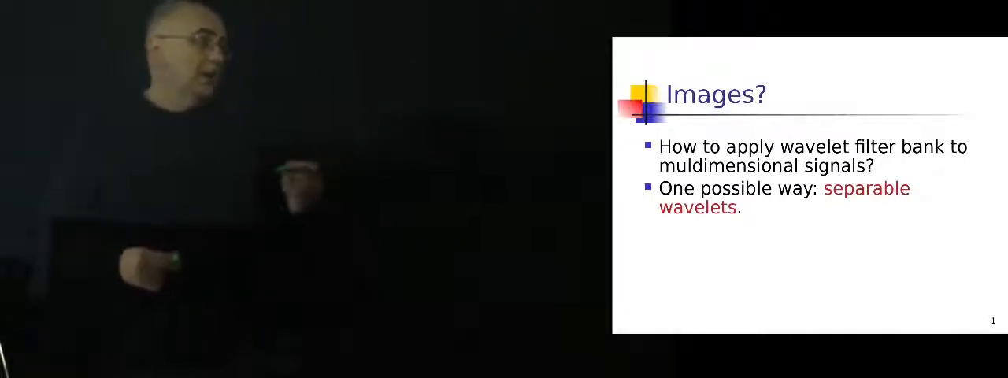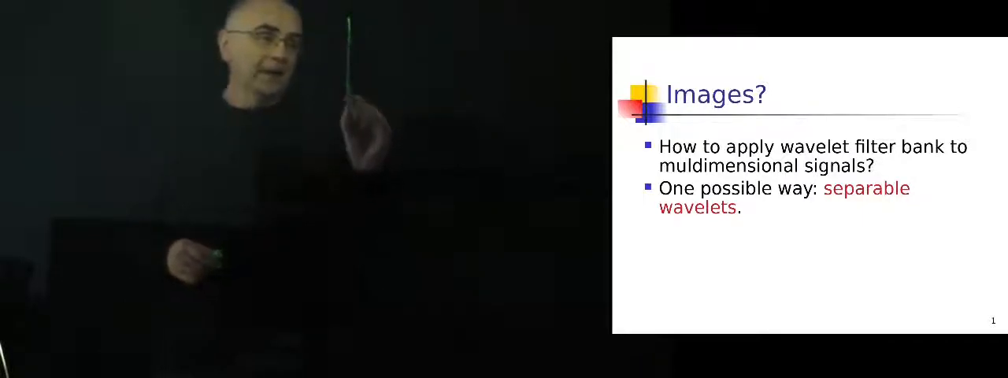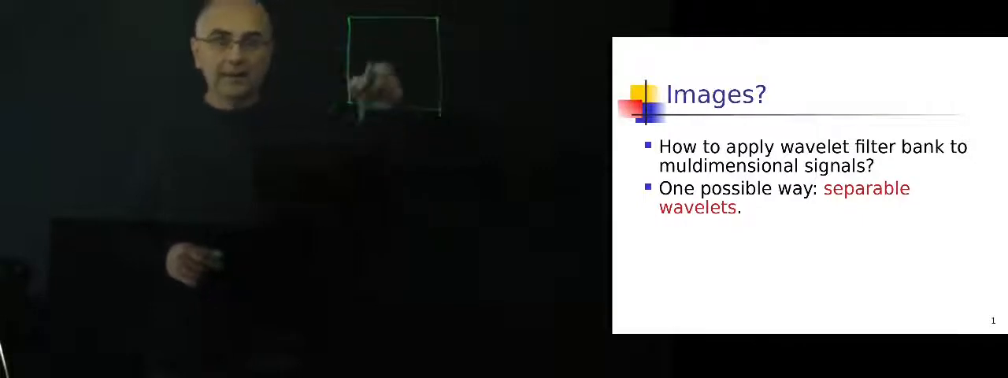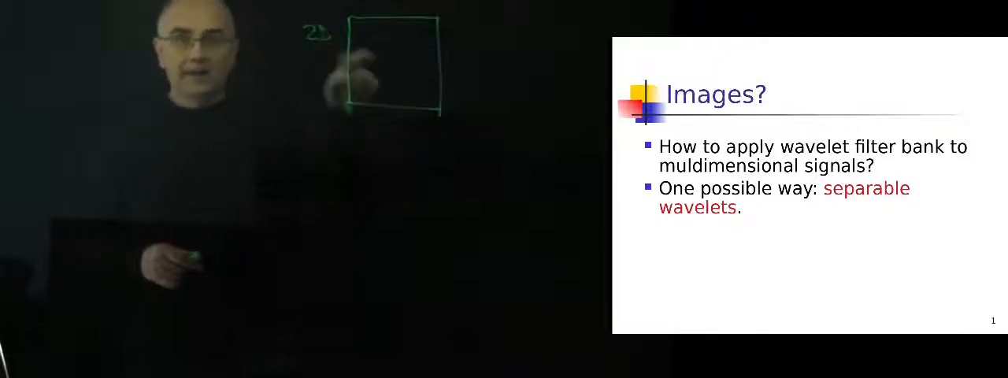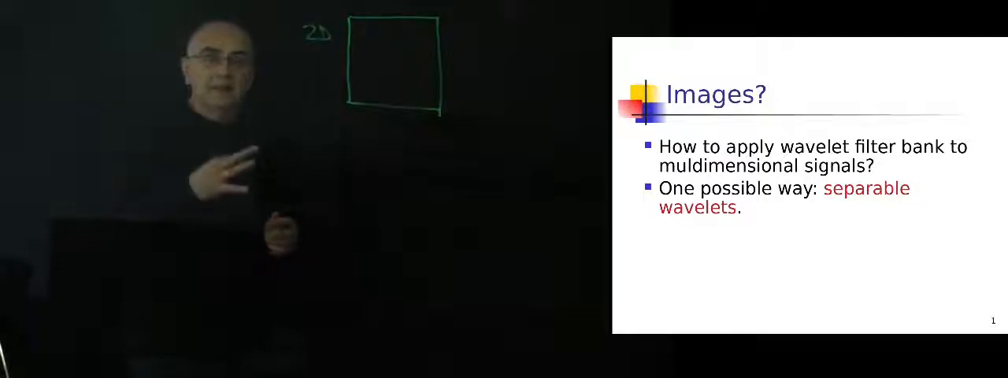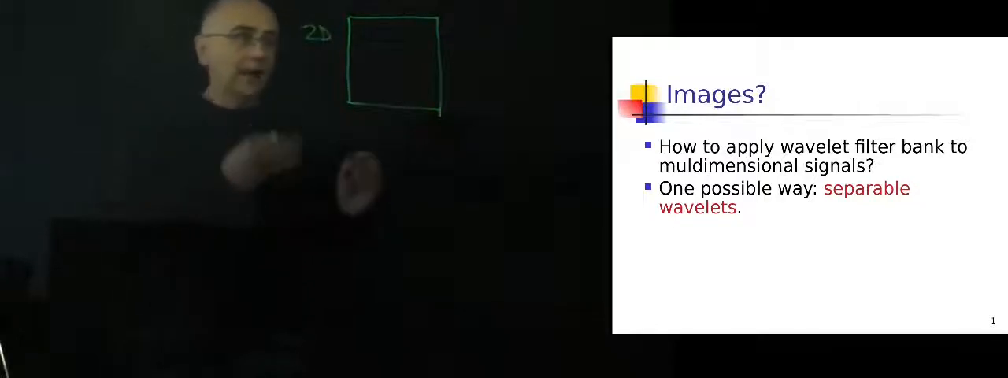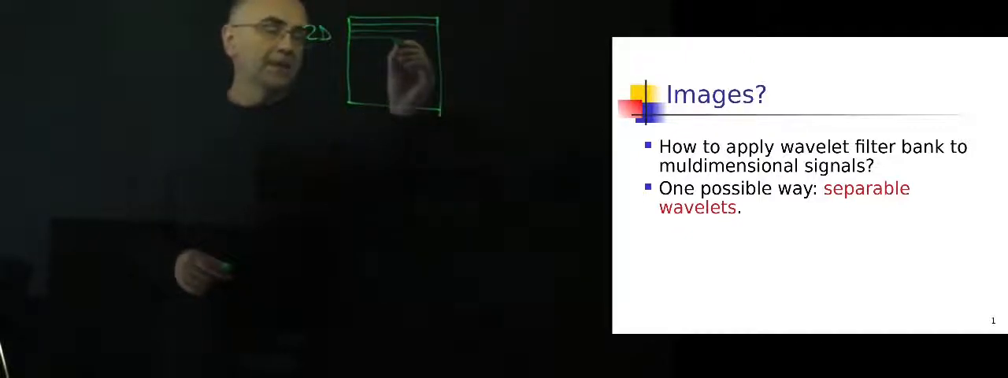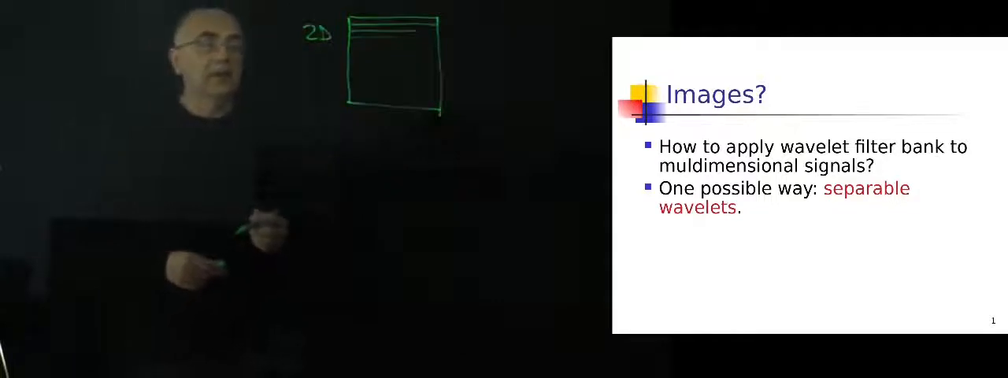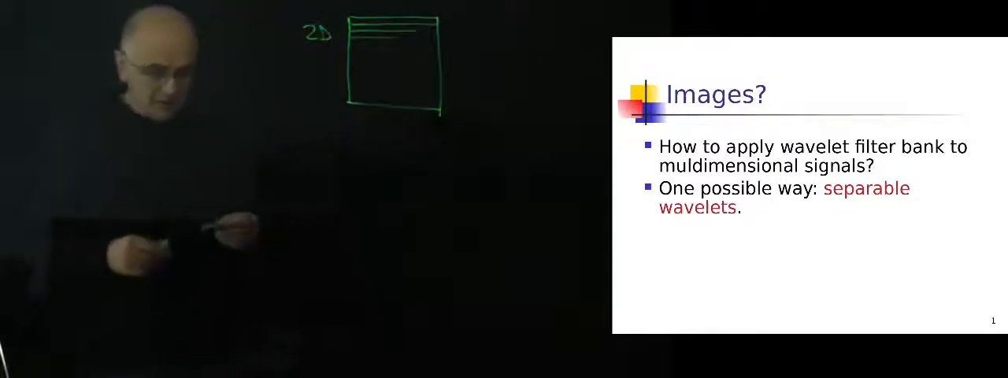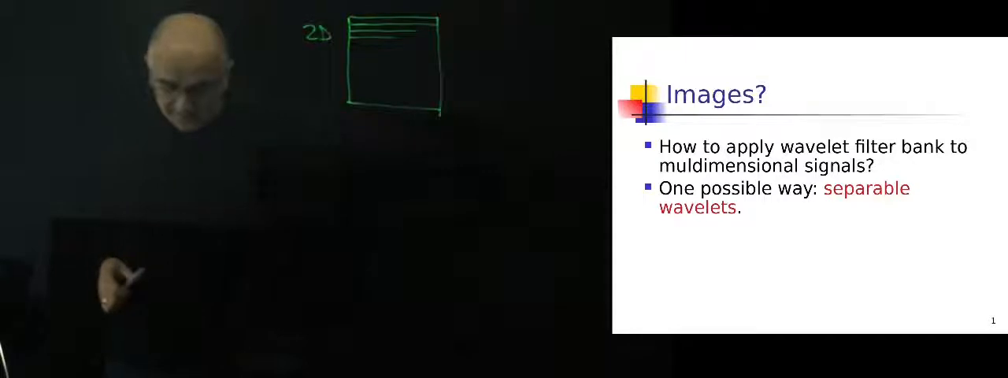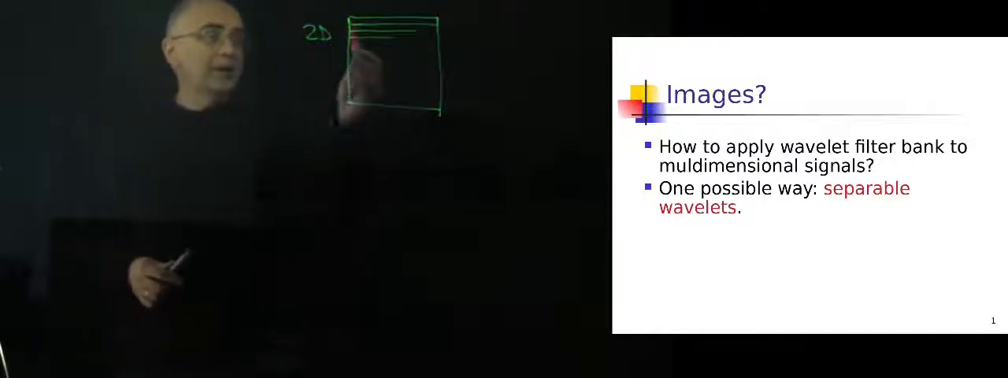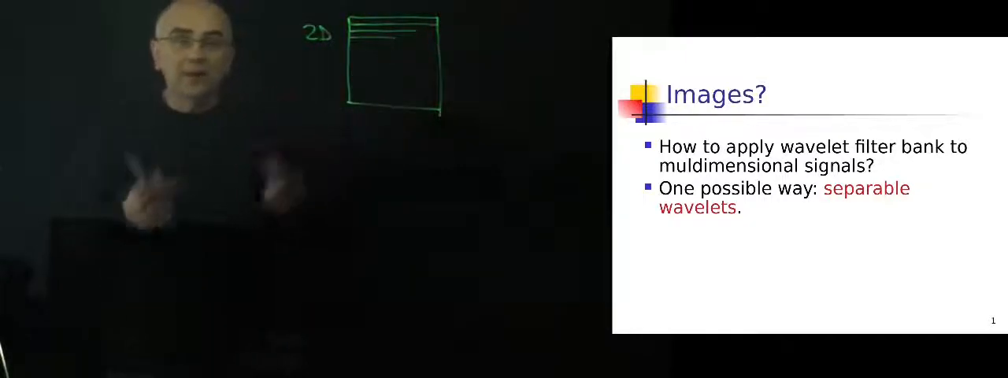So I'm gonna start with an illustration of an image. An image is a two-dimensional entity. It consists of rows and columns. So I'm just going to illustrate a couple of rows, and definitely it has some columns. So one possible way, the separable way, is to treat each row as a one-dimensional signal.